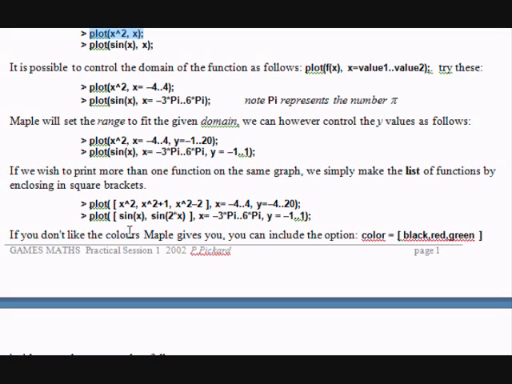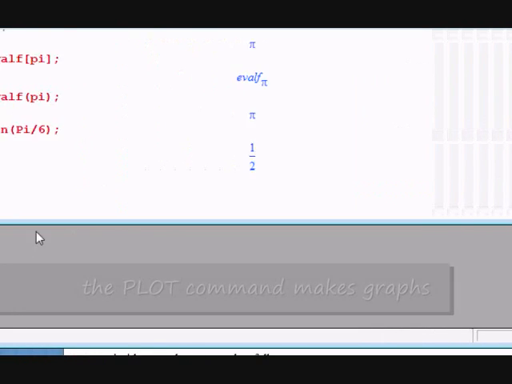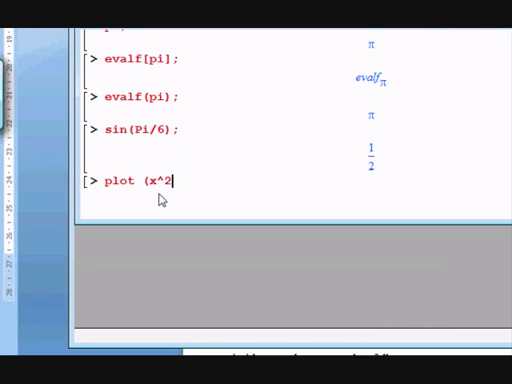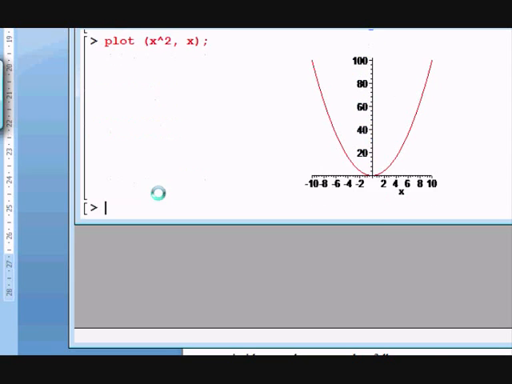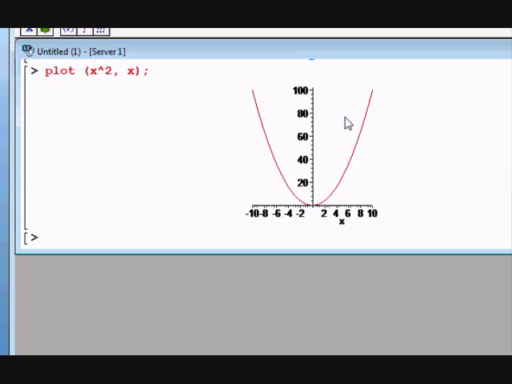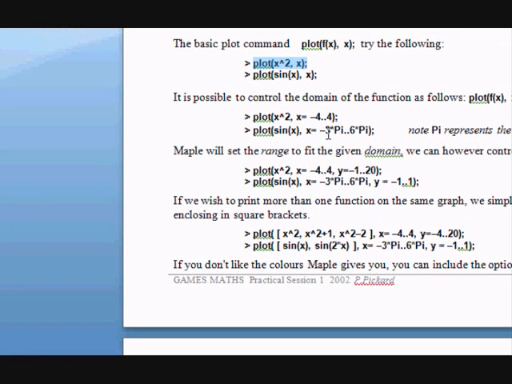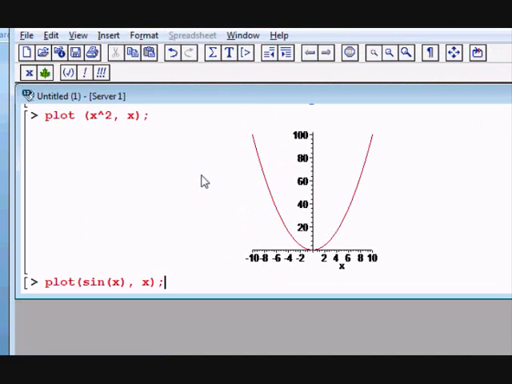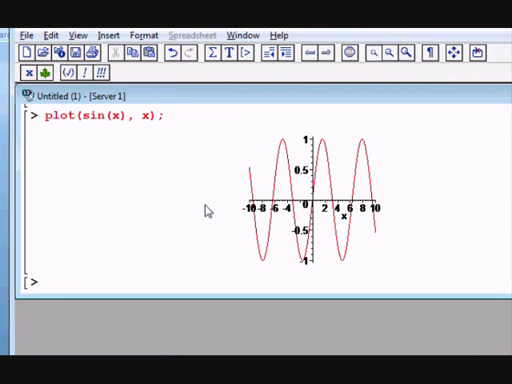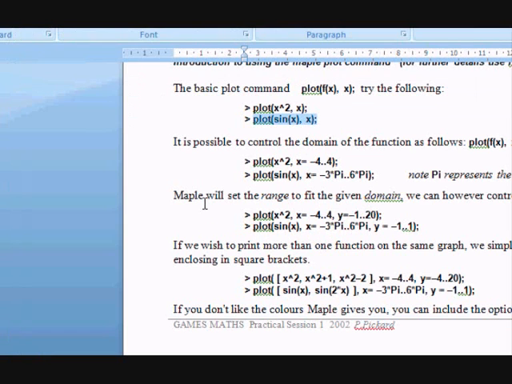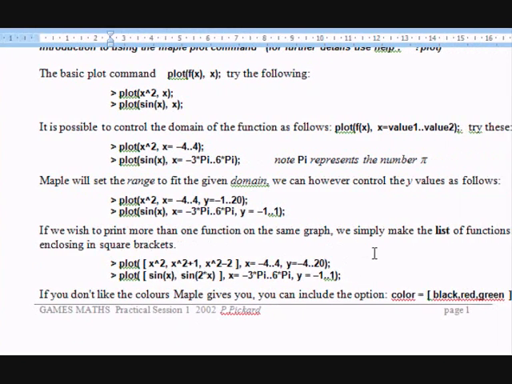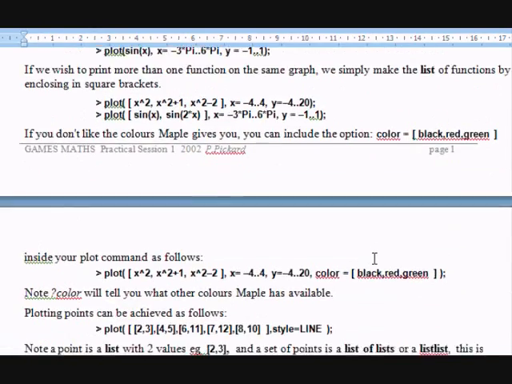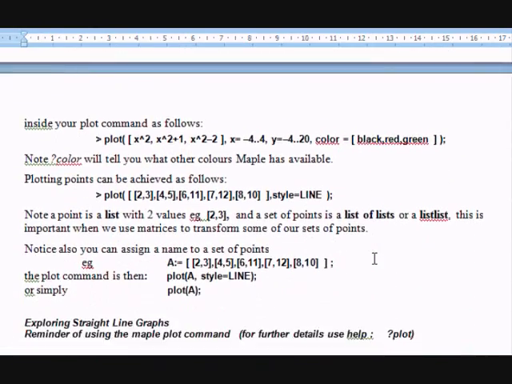Okay, so we also are able to plot things in Maple, and I'm going to try the plot command now. So I'm going to say plot, and then x to the power of 2, and I want to plot it against x. And there we have a nice parabolic curve there for x squared. And let's have a look at sine x. So here we have plot sine x, and I've actually just pasted that in. I've just literally copied it out of Word and pasted it into Maple, and I get a nice graph of sine x. So you can have a look through these and get a feel for how the plot command works.